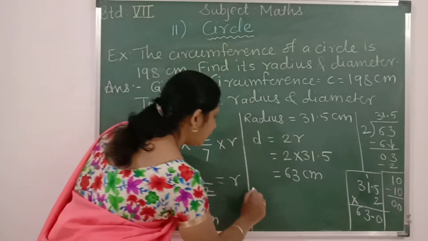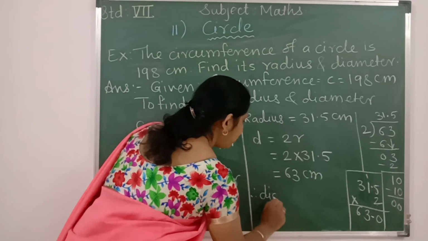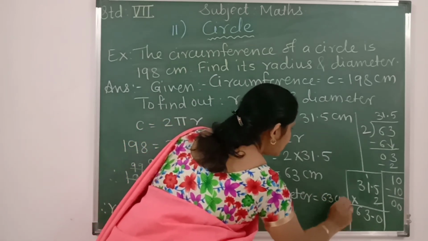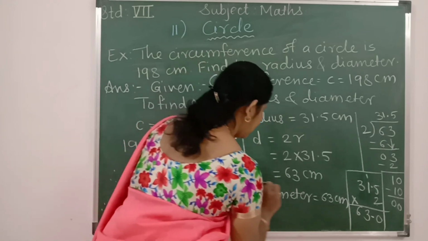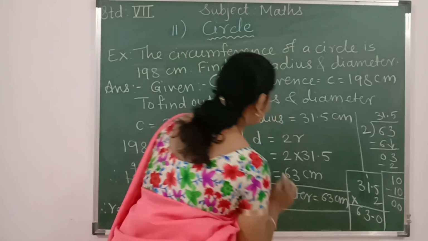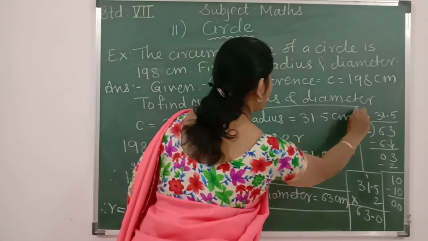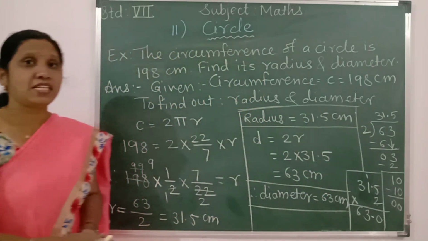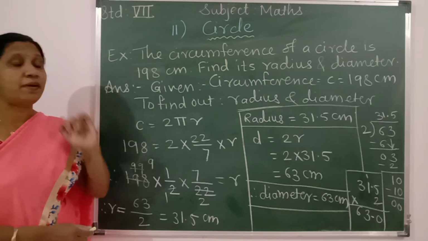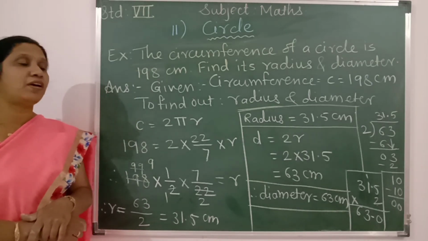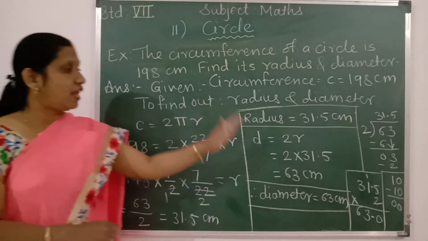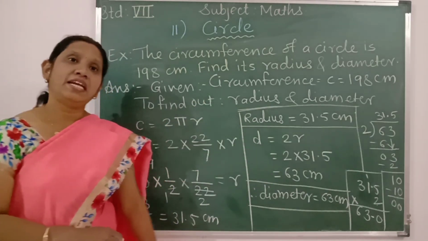Alright. So here at last you write, therefore diameter is equal to 63 centimeter. Write it in the square box. For radius also you can make one square box. Fine. This is how, children, when circumference of a circle is given, easily we can find out radius as well as we can find out its diameter also.